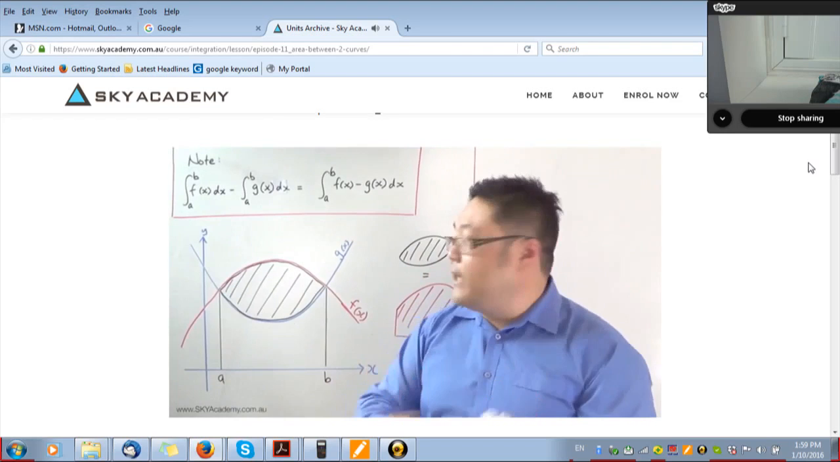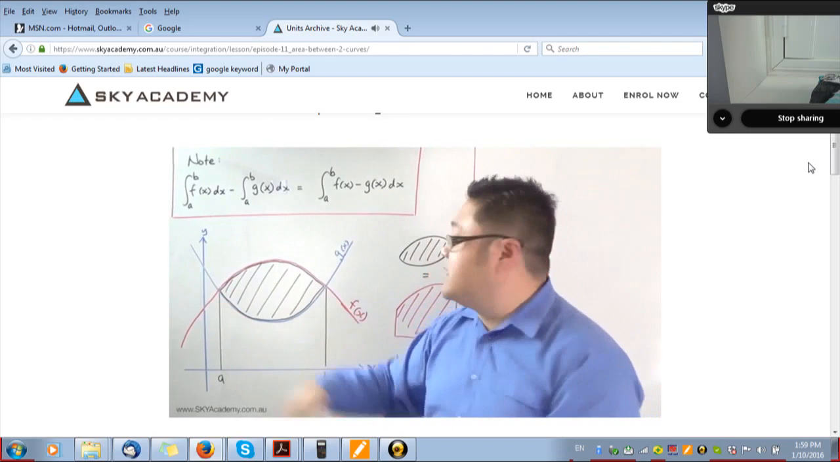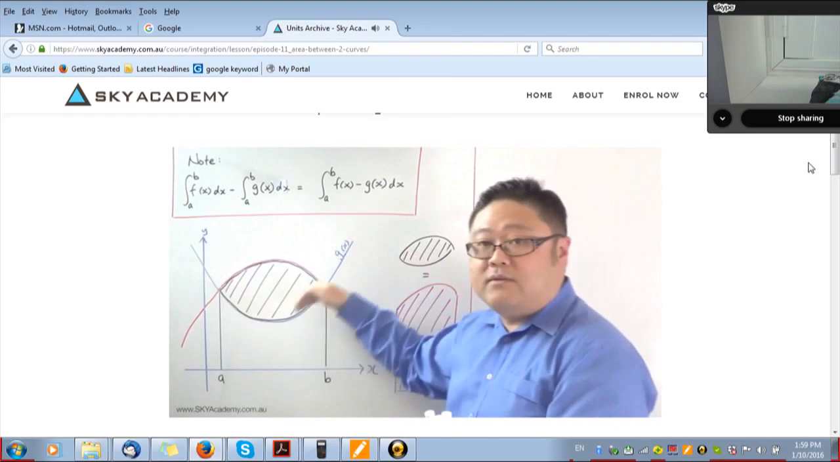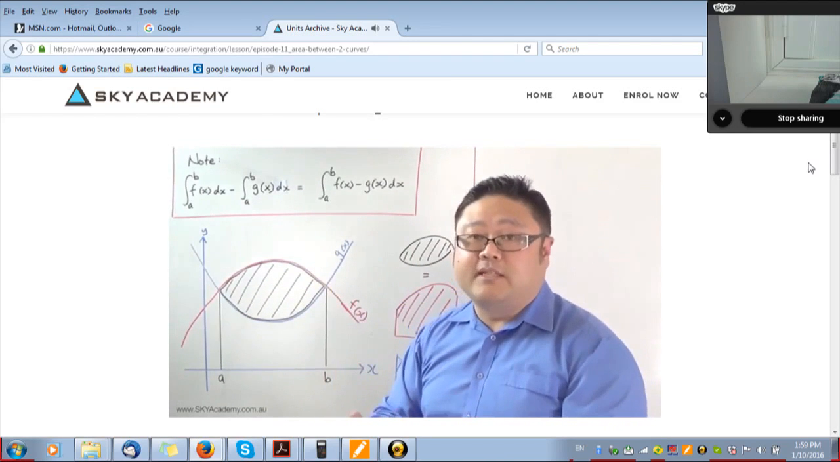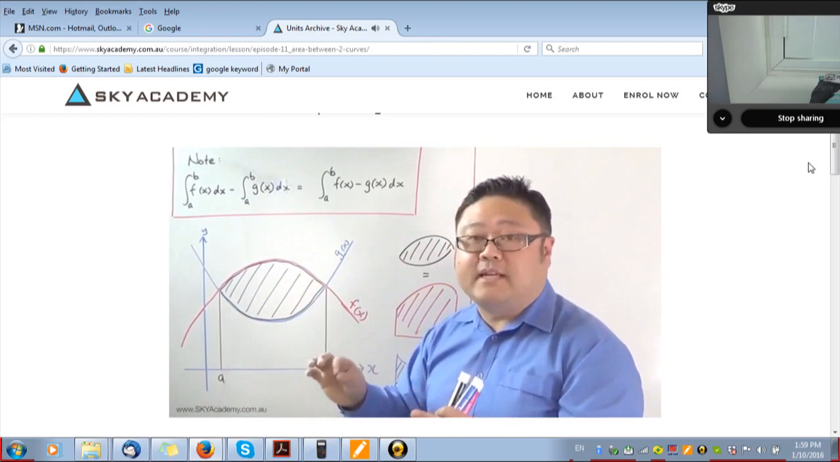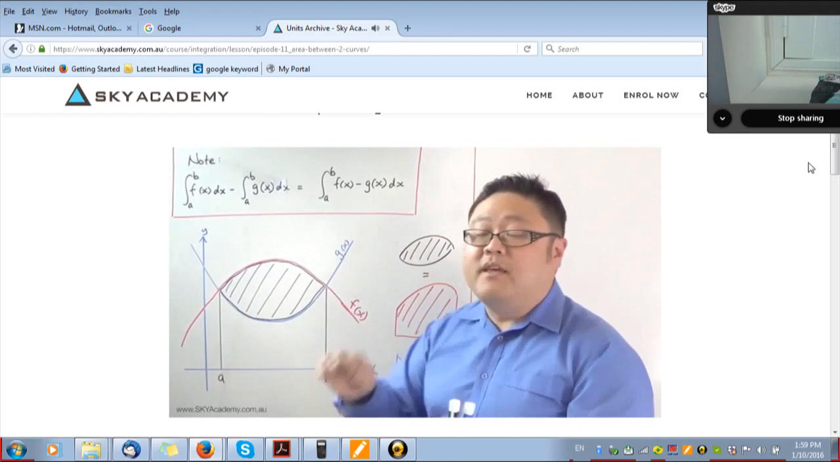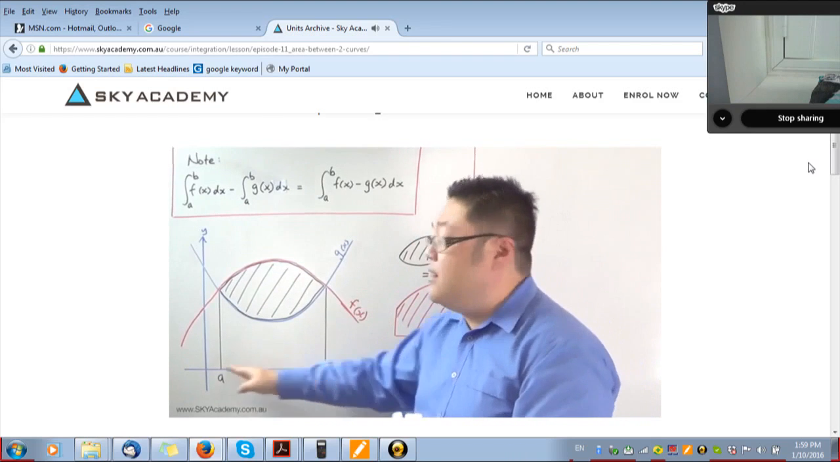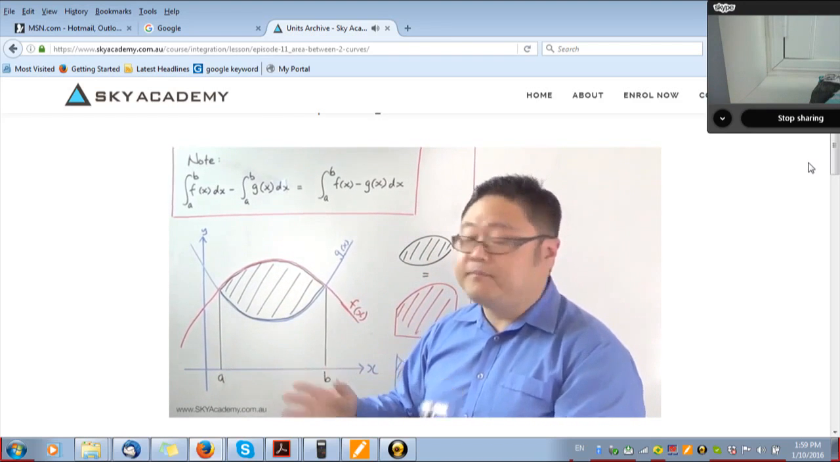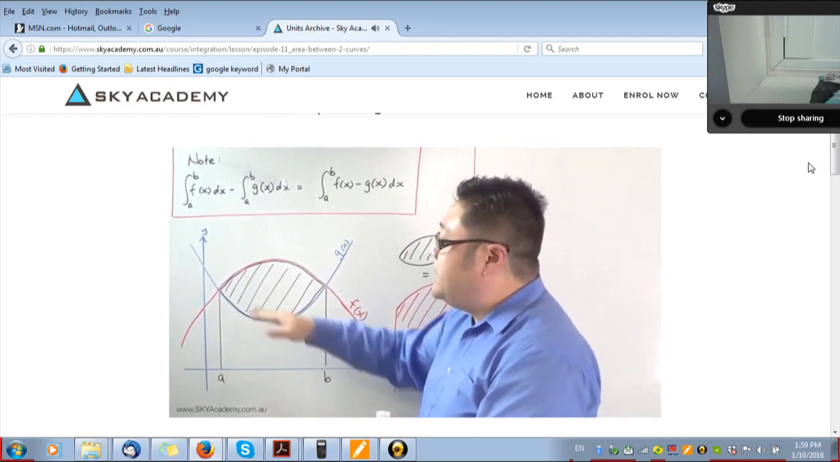Well, to work out the limits, you basically have to solve the simultaneous equations between these two curves, right? So you work those out using simultaneous equations, and that will give you the points that are common to both, where they both intersect, okay? And the x-coordinates of those points are the limits of the area between the two curves. Does that make sense?